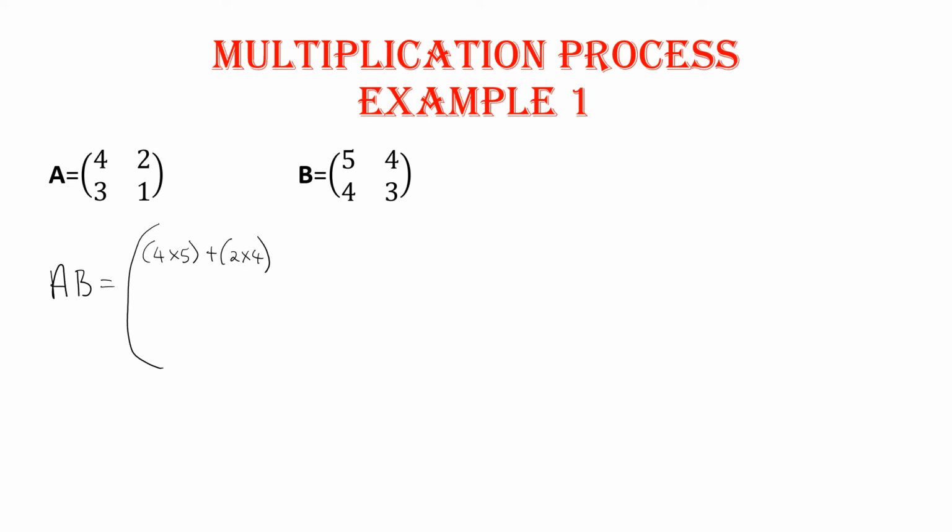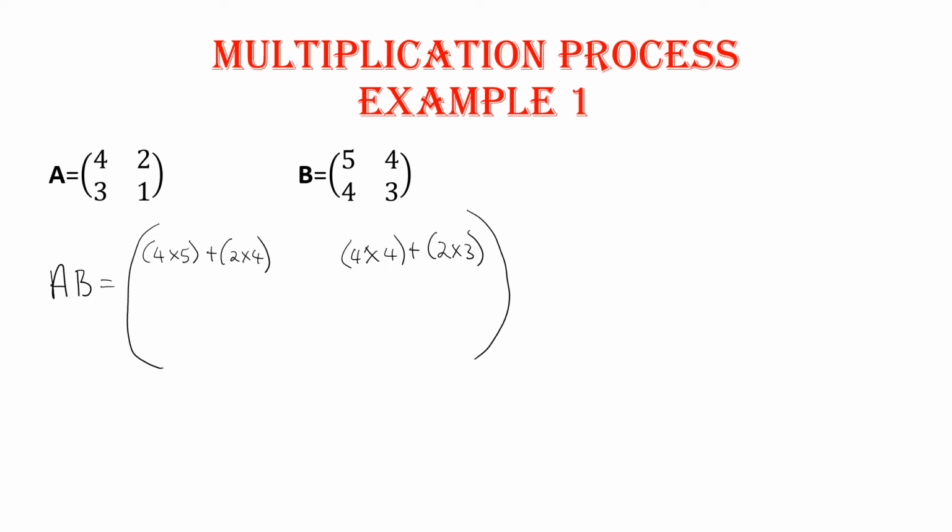Let's do the first row and the second column now. So I'm doing row 1 with column 2. At the top here, I will have 4 times 4 plus 2 times 3. Again, it's not rocket science. Row by column. So 4 times 4 plus 2 times 3. And then we do the same thing now, but with row 2. Row 2 with column 1.